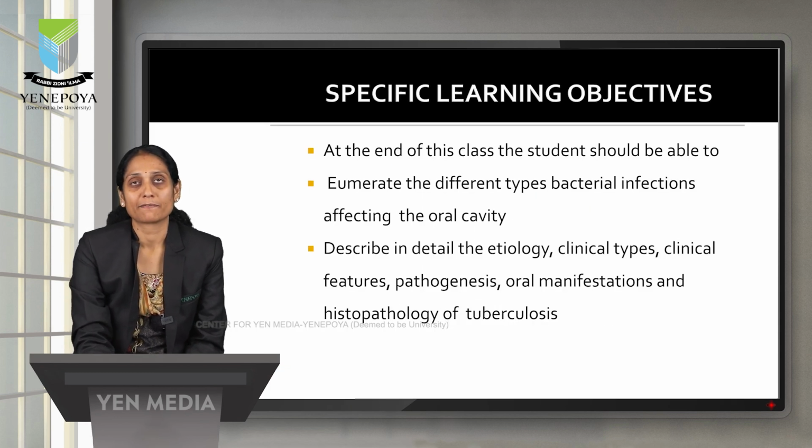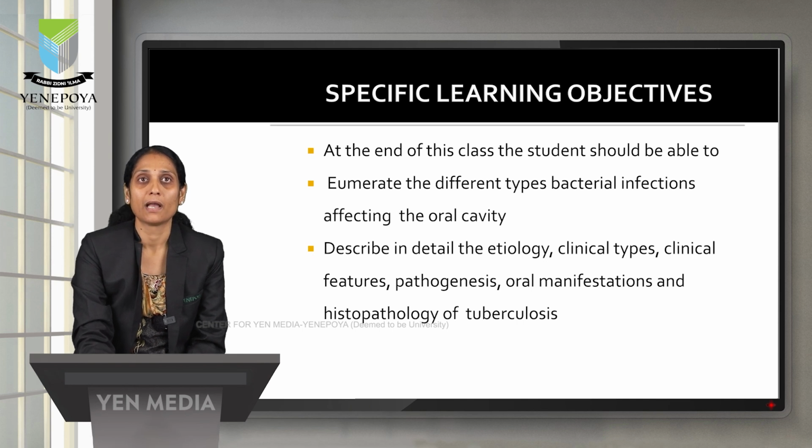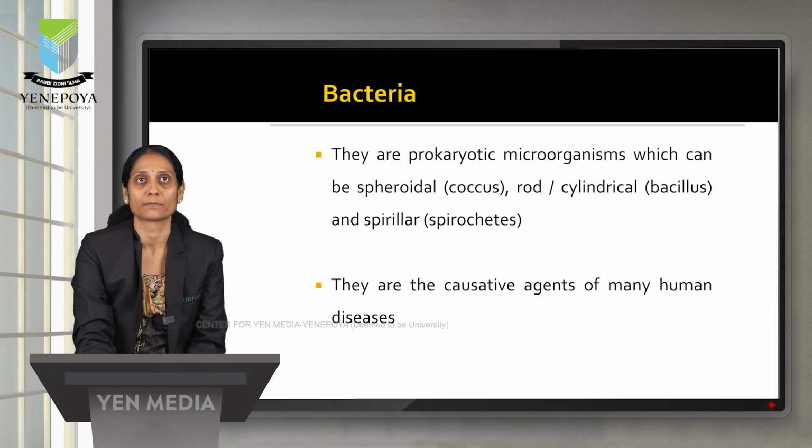So to start with the specific learning objectives, at the end of this discussion, the student should be able to enumerate the different types of bacterial infections affecting the oral cavity and describe in detail the etiology, clinical types, clinical features, pathogenesis, oral manifestations, and histopathology of tuberculosis.